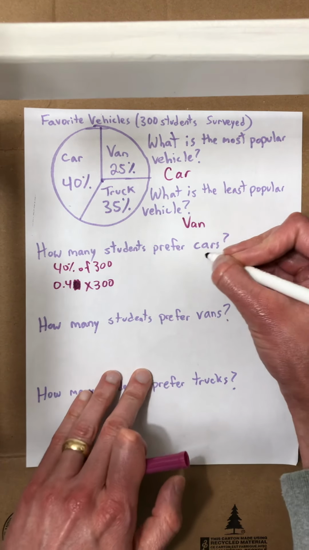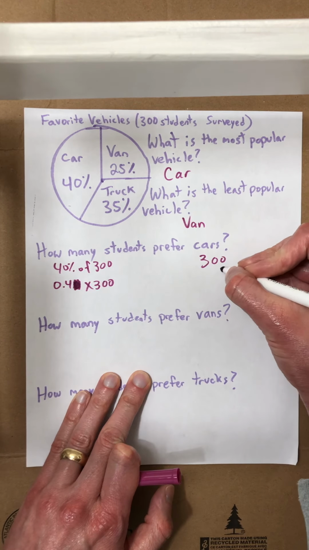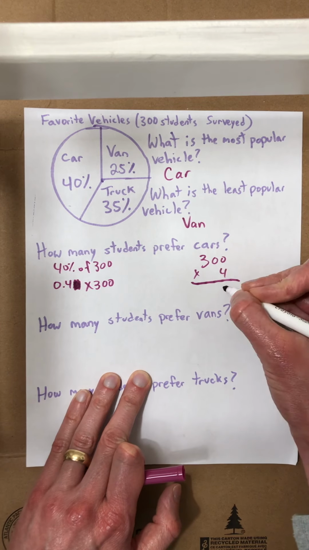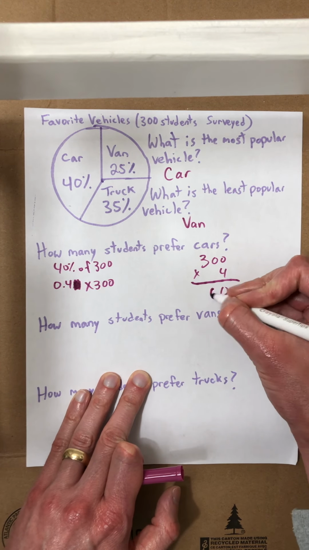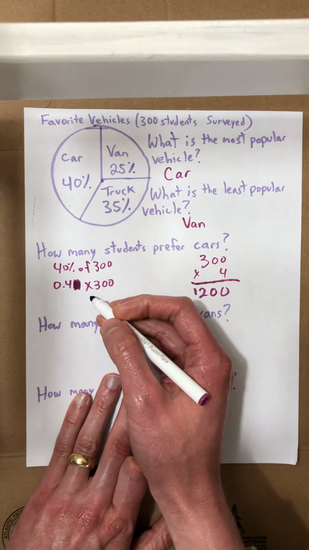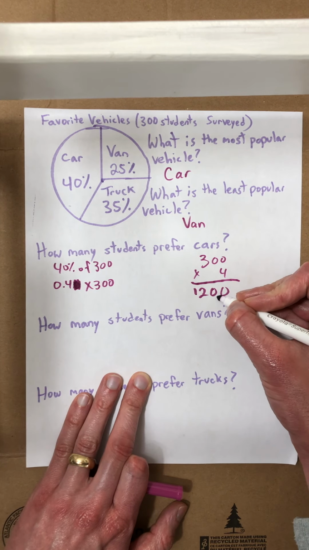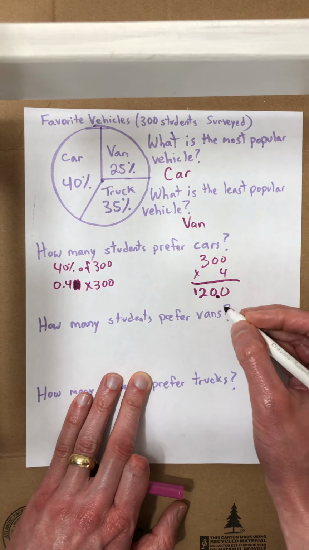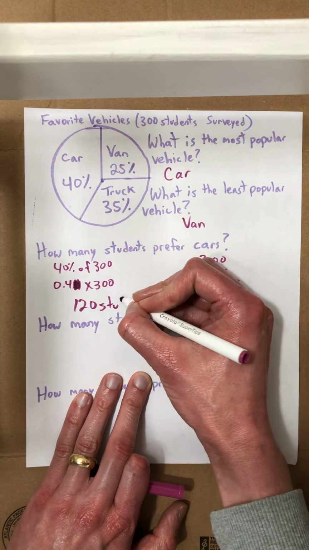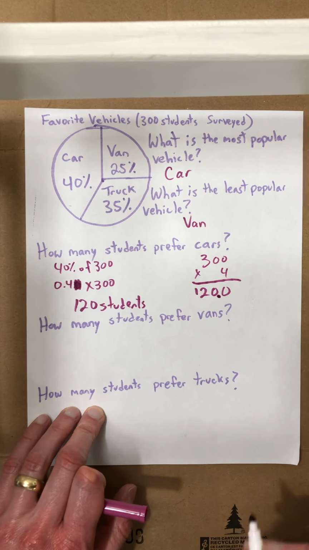So we can go off on the side here. We're going to do 300. When we multiply by a decimal, we pretend it's not there. So it's really just 300 times 4, and we'll add the decimal places at the end. 4 times 0, 0. 4 times 0, 0. 4 times 3, 12. So let's take a look here. How many decimal places were in the question? None over here, one over there. So there would be one decimal place in this answer, 120.0, or in other words, 120 students preferred cars.